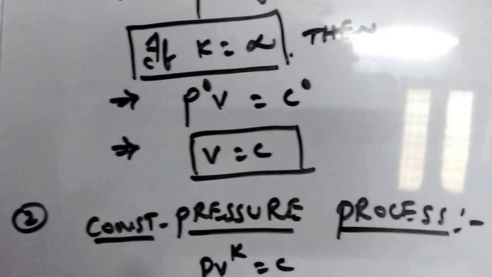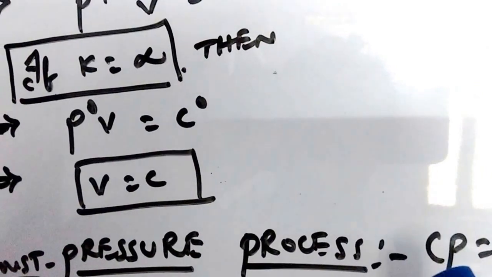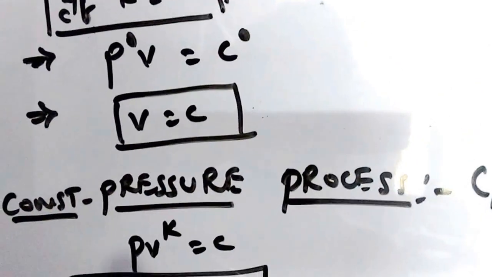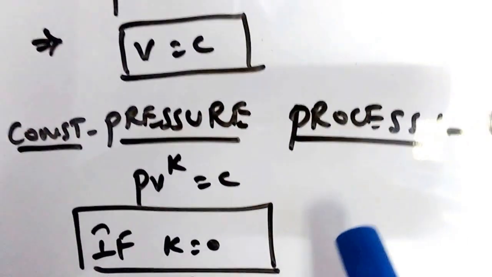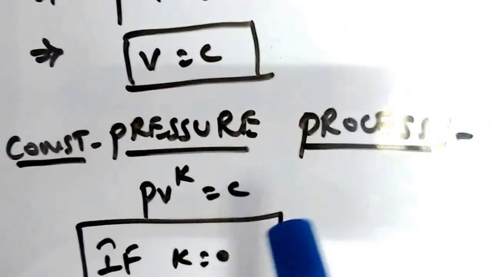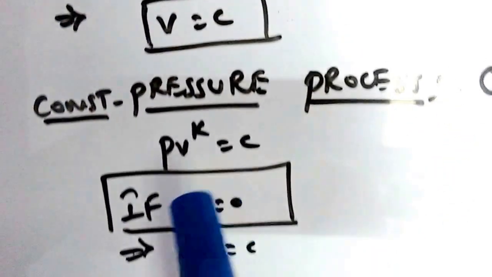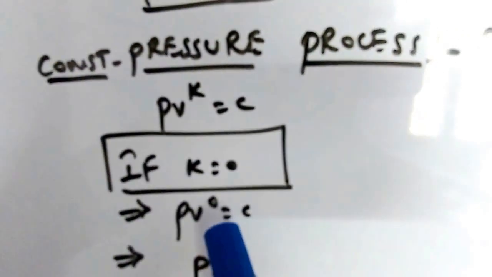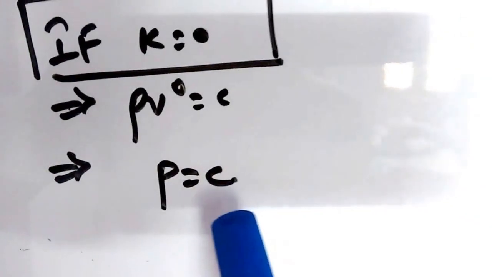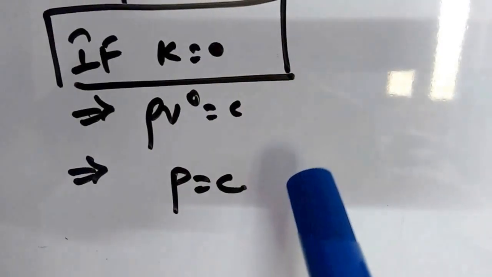If we take a constant pressure process, P = constant is the required condition. We know that PV^K = constant is the equation which satisfies any process, where K varies from 0 to infinity. Substitute K = 0 in the above equation. We will get PV^0 = constant. Therefore, P = constant. So for a constant pressure process, the value of K is 0.